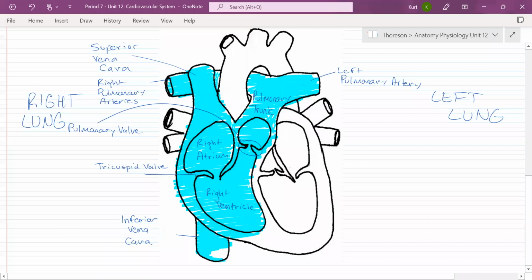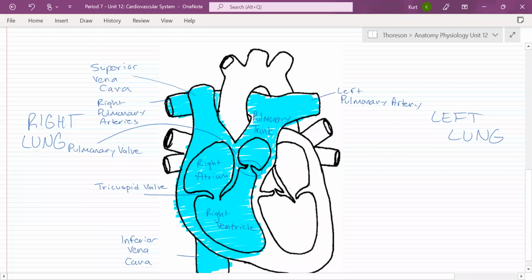Give me a second. My screen just flipped upside down again. There we go.